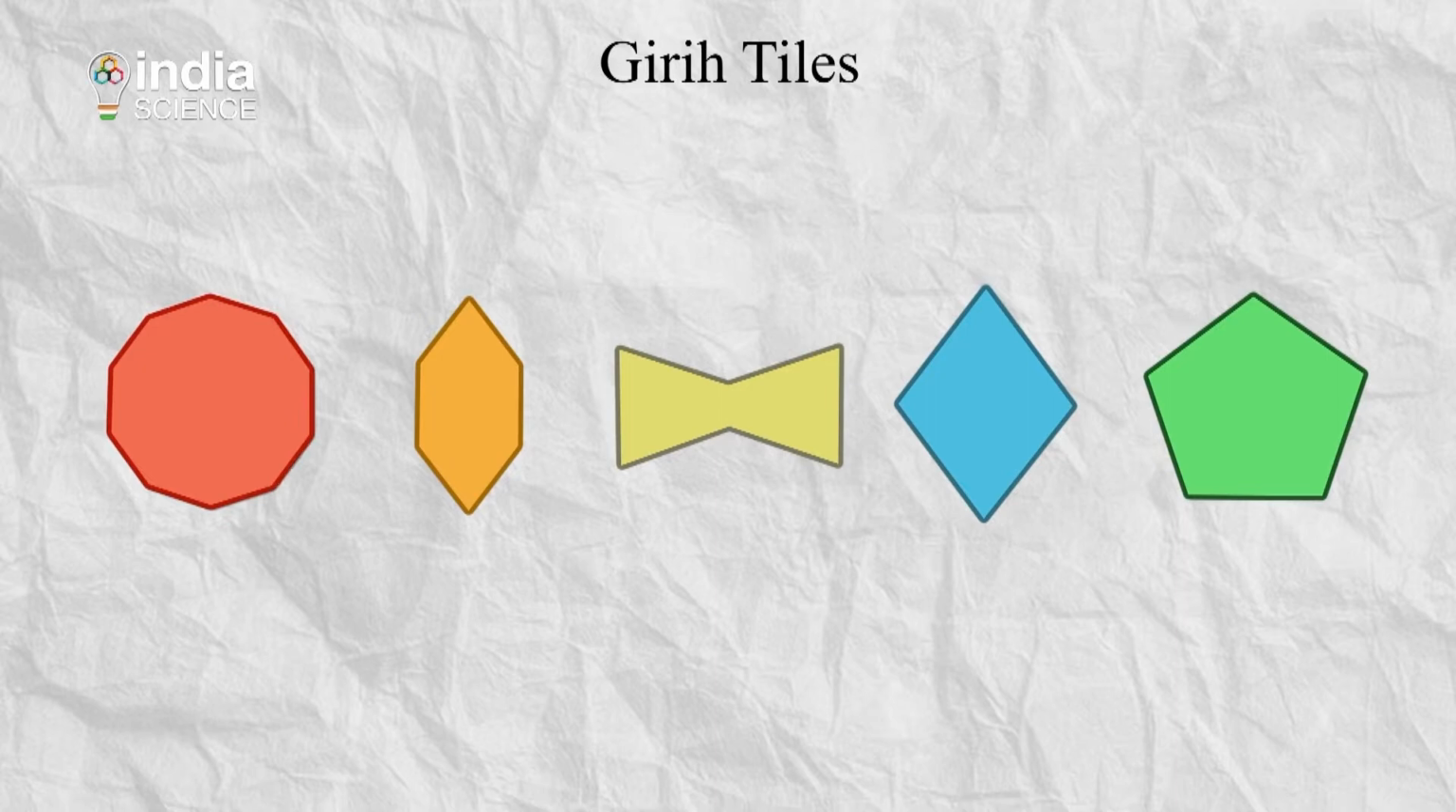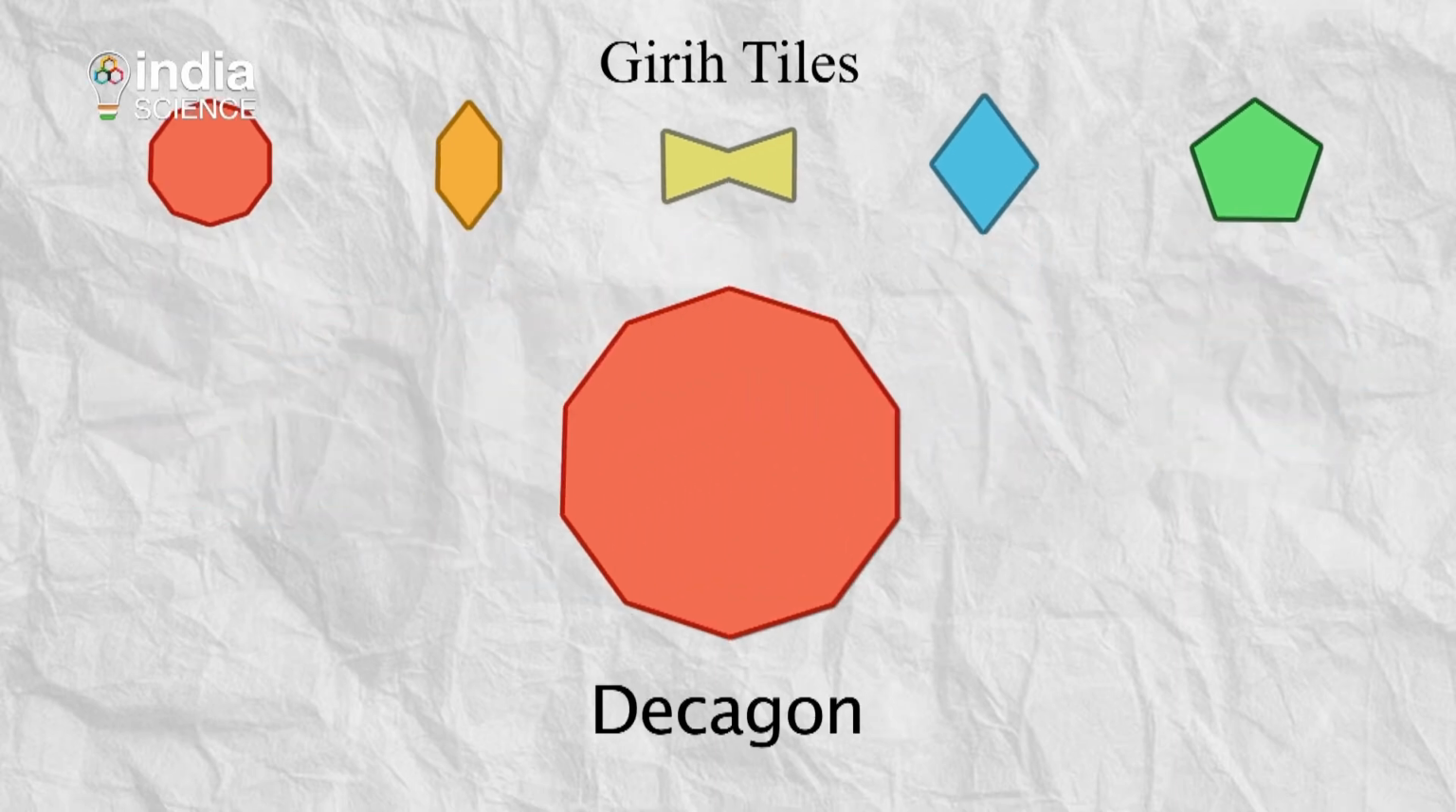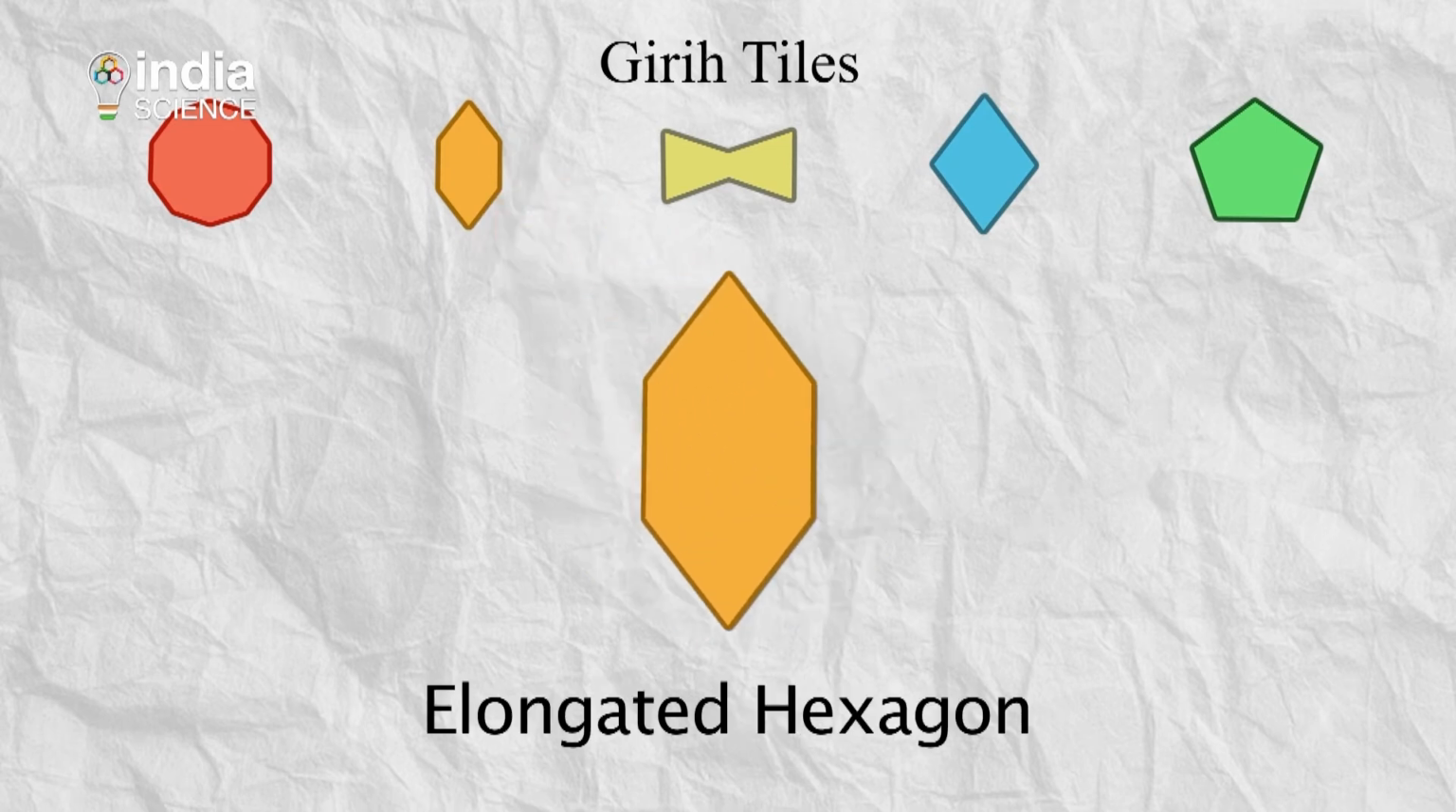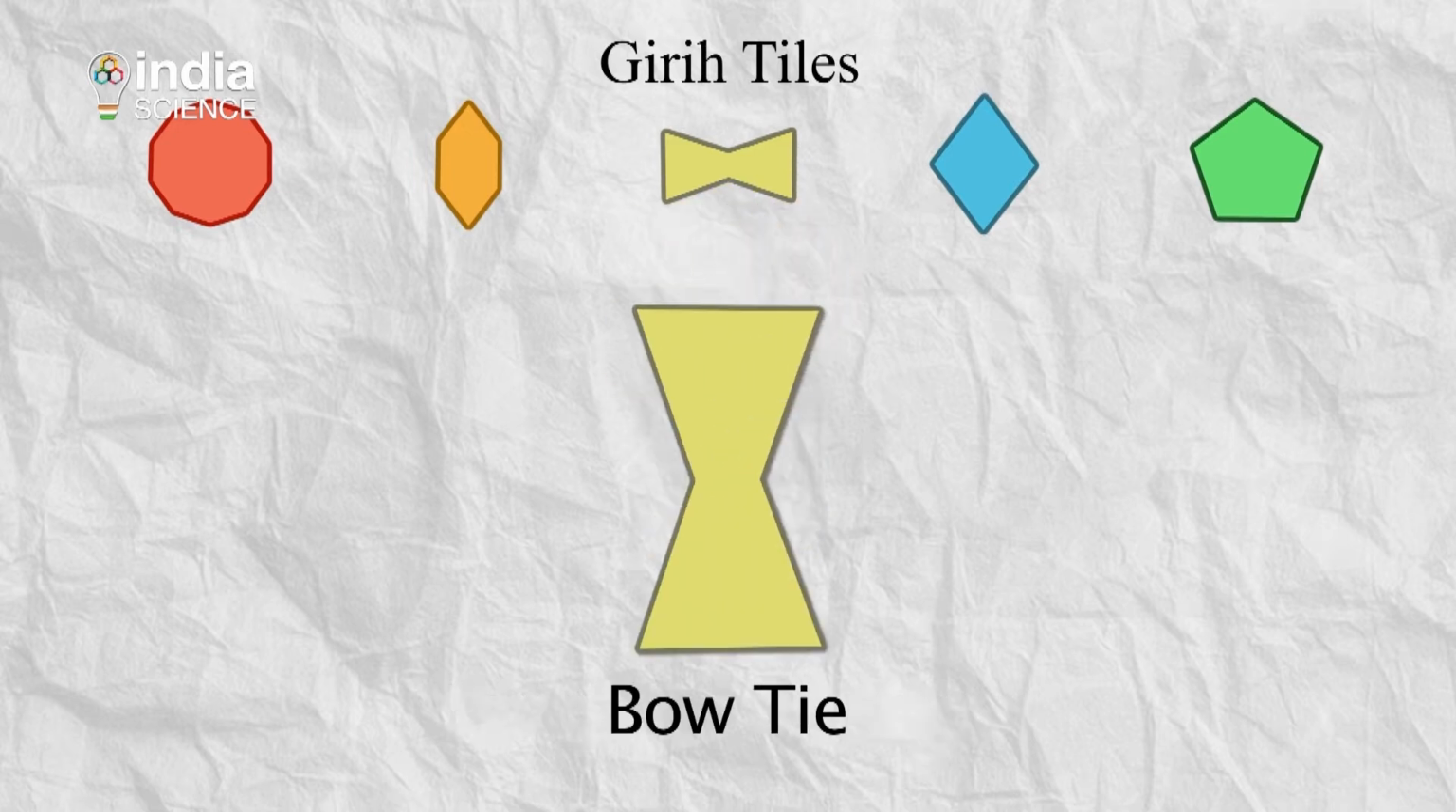These were the tiles: a regular decagon with 10 interior angles of 144 degrees, an elongated irregular convex hexagon with interior angles of 72 degrees, 144 degrees, 144 degrees, 72 degrees, 144 degrees and 144 degrees. A bow tie non-convex hexagon with interior angles of 72 degrees, 72 degrees, 216 degrees, 72 degrees, 72 degrees and 216 degrees.